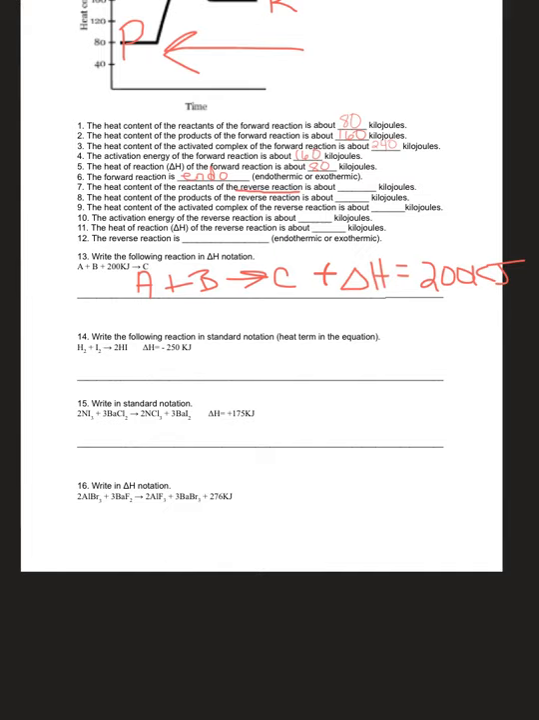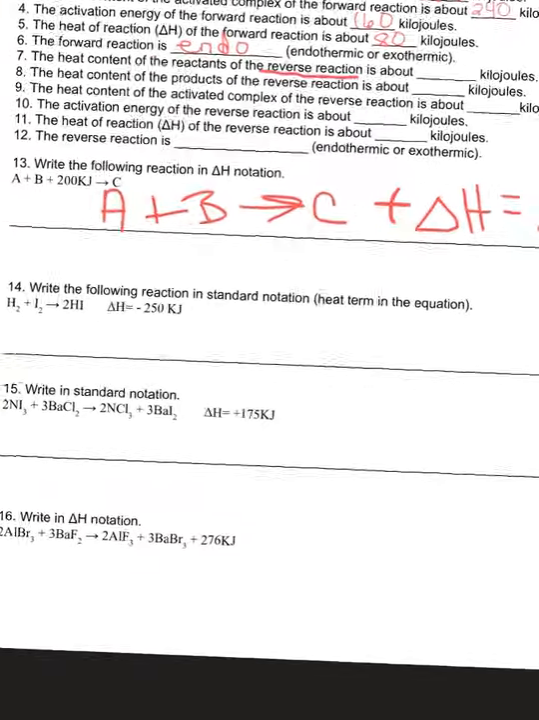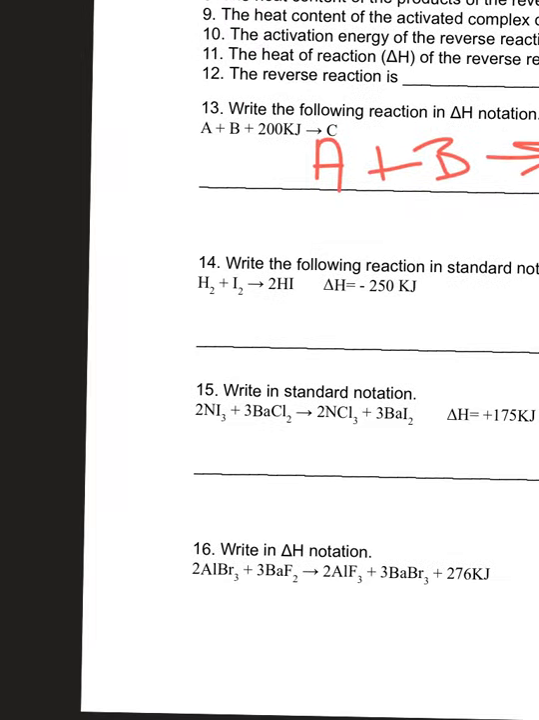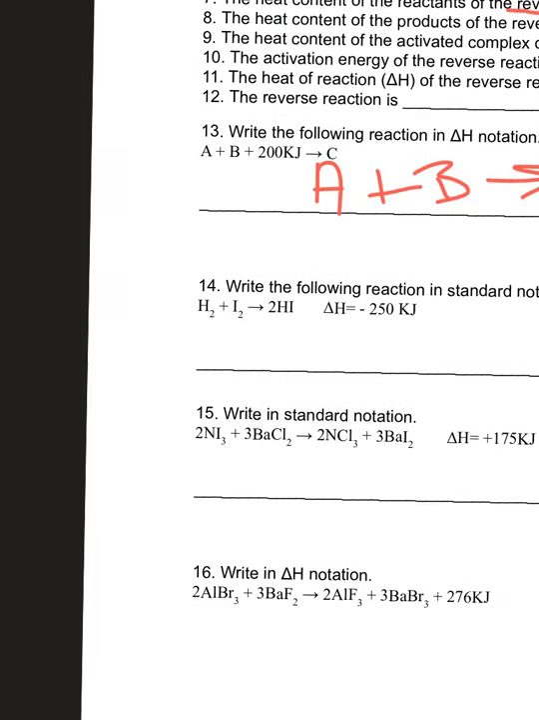We have to rewrite it in standard notation. That means the heat term is in the equation. Okay, so let's rewrite this in standard notation. So we have H2 plus I2. Now, is this negative 250 kilojoules going to go on the reactant side or the product side?